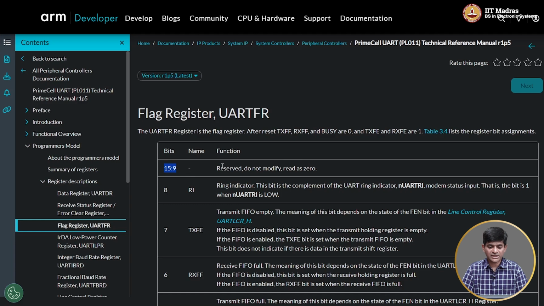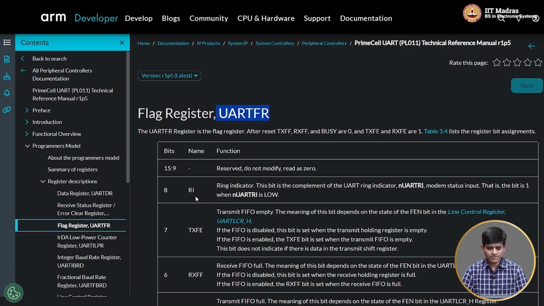Now, given the fact that this is reserved, you should not in general rely on the fact that this is going to be read back as 0. So, ideally what you do is as soon as you read back something from this UART FR register, you use the bit masking techniques that we saw in the embedded C programming. We create a mask which will get rid of the top 7 bits and retain only the others.